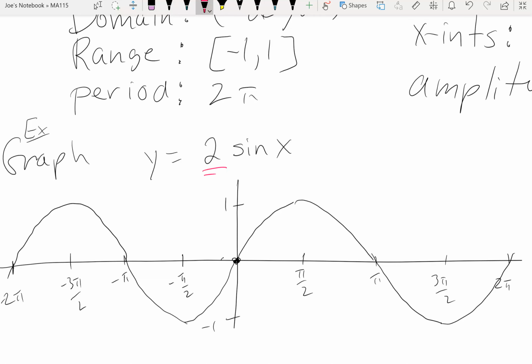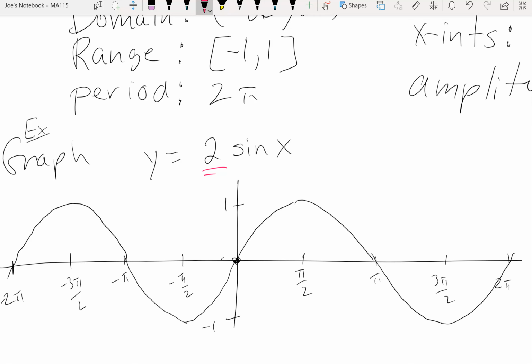Let's think about this 2. Is that on the inside of the function or is it on the outside of the function? It's on the outside, right? So think about it. If I plug a number in for x, the first thing you're going to do is get the sine of it and then multiply it by 2, right? So does that affect the inputs of sine, or does it affect the outputs of sine? Outputs. So is it going to affect the x coordinate or the y coordinate? The y. And what's it going to do to all the y coordinates? Well, it's going to double. It's going to multiply by 2, right?